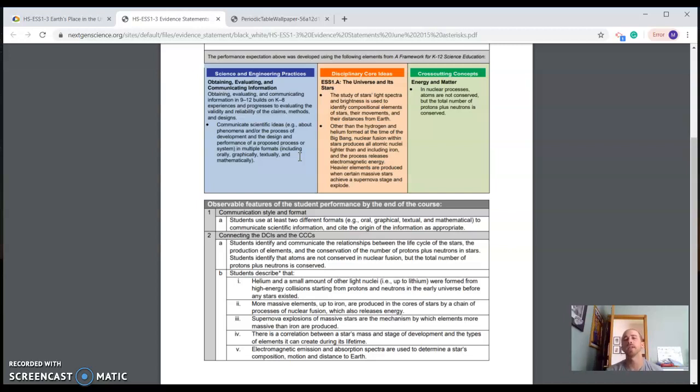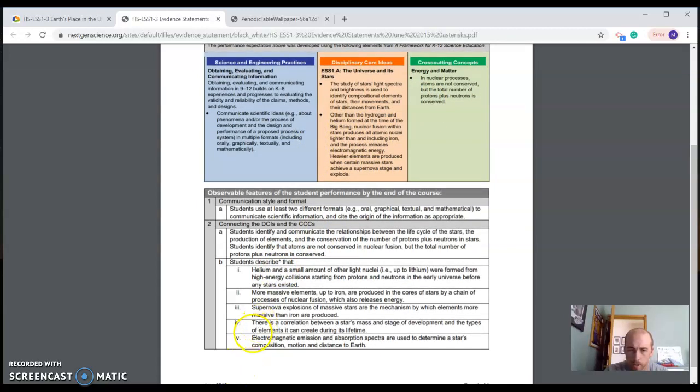And definitely understanding, here you can see, one of the bottom evidence statements: electromagnetic emission and absorption spectra are used to determine a star's composition. So students need knowledge of the basics of the electromagnetic light spectrum, covering it if they don't, and then understanding how that's detected through electromagnetic telescopes.